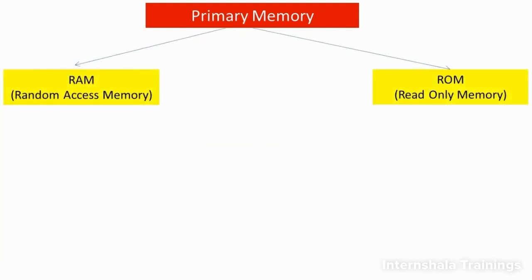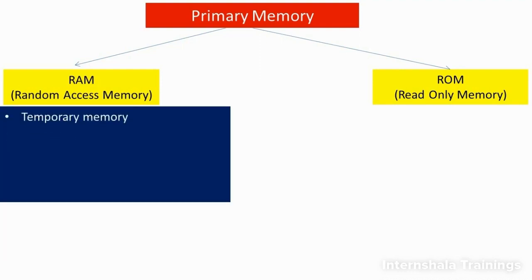Now we will talk about the types of primary memory. Primary memory comes in two categories. The first one is RAM, another one is ROM. RAM stands for random access memory and ROM stands for read-only memory. Now, RAM is a temporary memory, and data will be lost if the power supply is put off. If the power supply is snapped off when we are working in a computer system, all the data present in RAM will be lost.